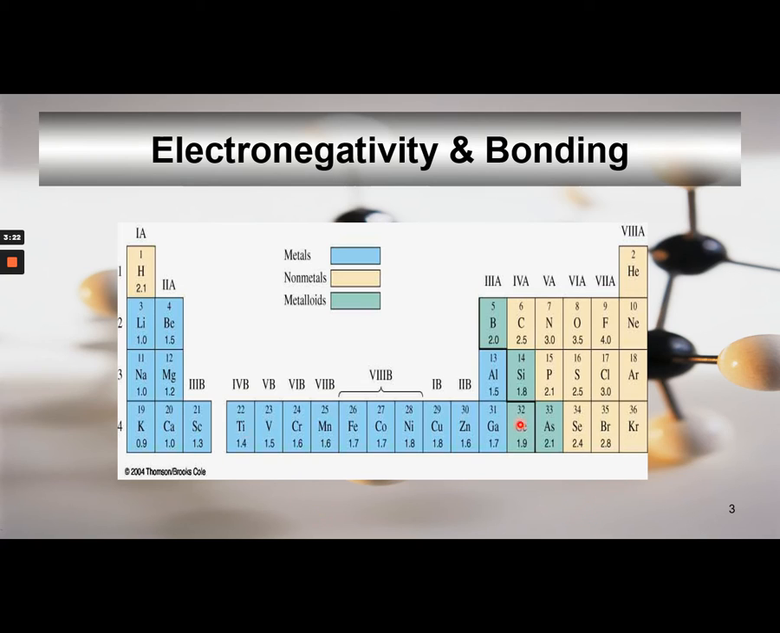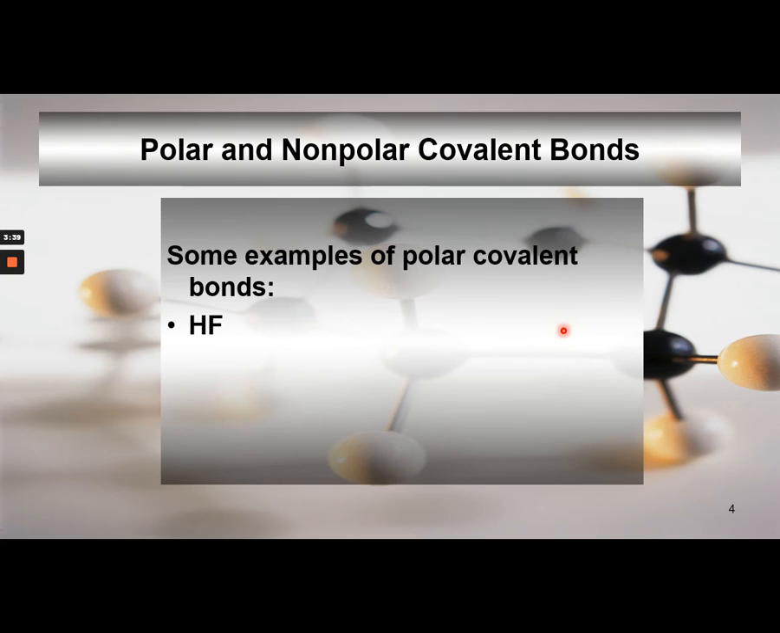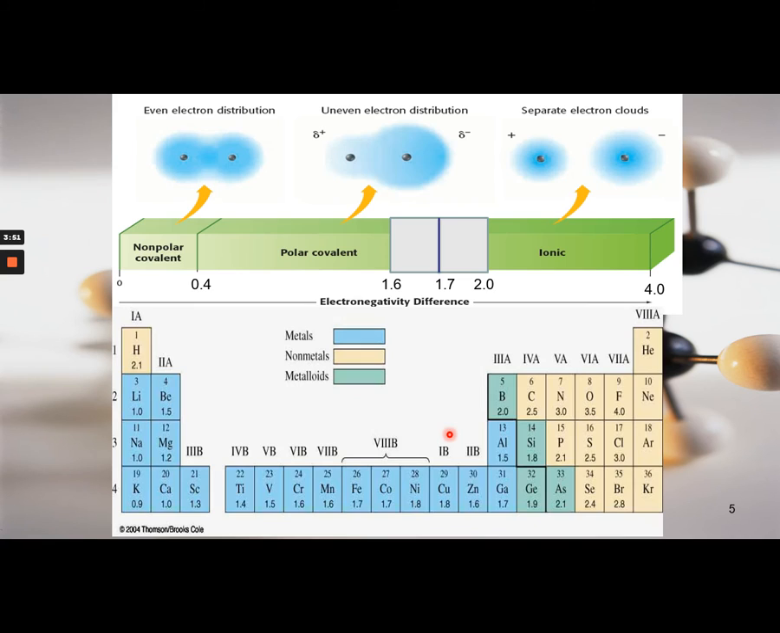All right, so just knowing that, if I bond something with this, it's going to be polar covalent. Or if I bond something with this, it's going to be ionic. Or if I bond these two together, it's going to be probably nonpolar covalent because there's not much difference between their electronegativity values. Okay? So let's look at hydrogen fluoride. Hydrogen has an electronegativity value of 2.1 and fluorine 4.0, so 1.9 is very polar covalent.